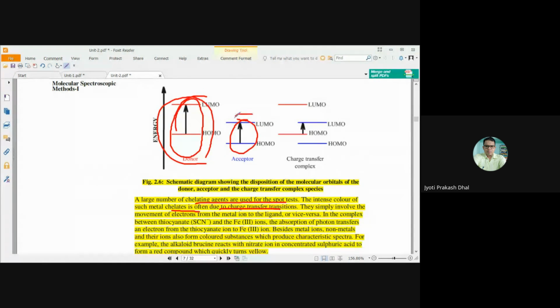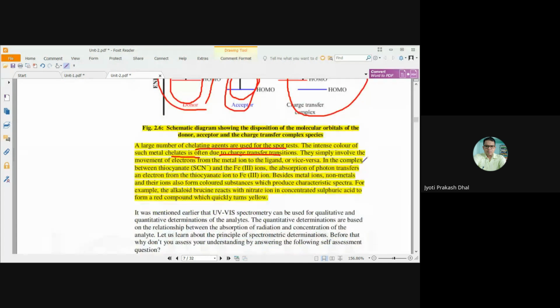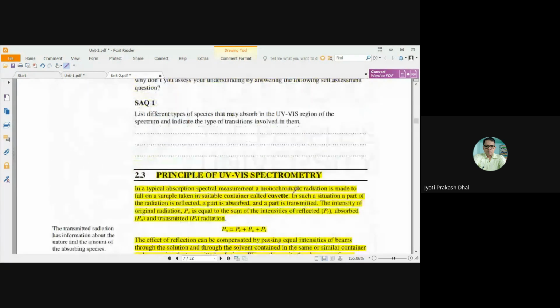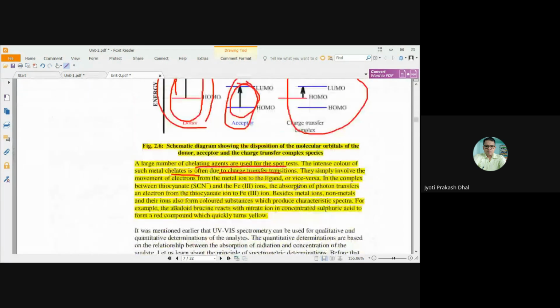If one species contains an atom with an electron donor and another species contains an atom with an electron acceptor, and both undergo formation of a complex, you can observe that due to the donor-acceptor combination, the energy gap between the HOMO and LUMO will decrease. Hence the absorption falls in the longer wavelength and looks like color. That is called charge transfer spectra.